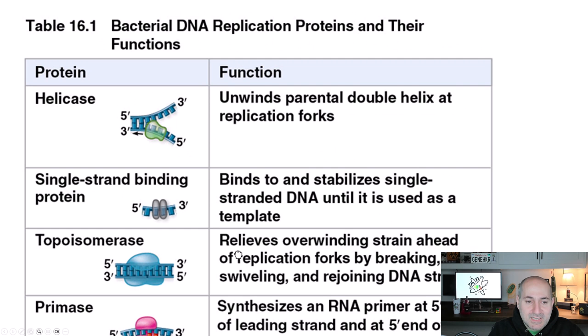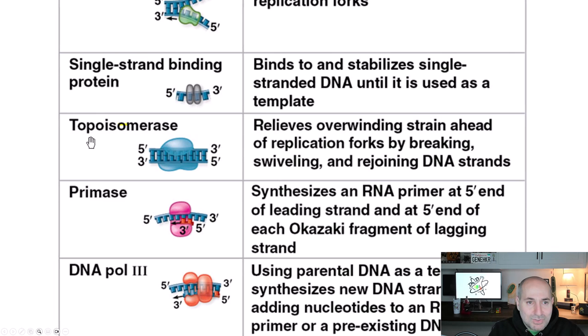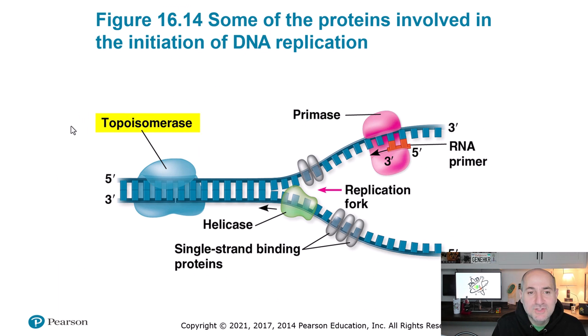Now, the last one to talk about here is called topoisomerase, and its job is to relieve overwinding strain ahead of replication forks by breaking, swiveling, and rejoining the DNA strands. That sounds very complex, but what does it do? Let's talk about that next. All right, so what does topoisomerase, sometimes known as gyrase, do? As you can see here, topoisomerase works upstream of the replication fork. If this is the replication fork with helicase unwinding the DNA, topoisomerase is well upstream. It's well up here somewhere doing its job.